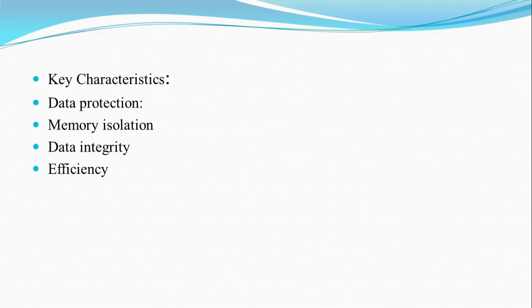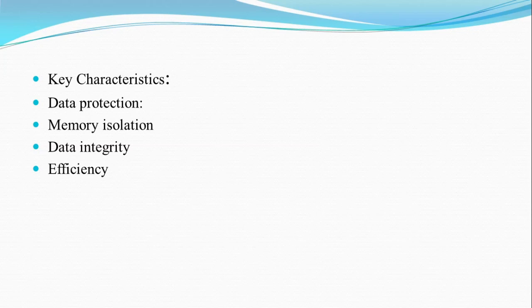Now these are the key characteristics of the call by value method. First one is data protection. Just now I told you that as the function works with a copy of the data, the original data remains protected from the changes. Second one is memory isolation. The actual and the formal parameters are stored in separate memory locations because they occupy different addresses. So the operations performed in the function do not interact with the caller's memory. Third is data integrity. Whatever modifications are made to the formal parameter inside the function do not affect the original value in the calling function.